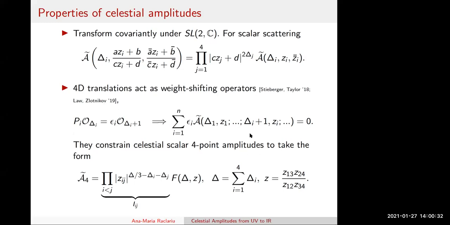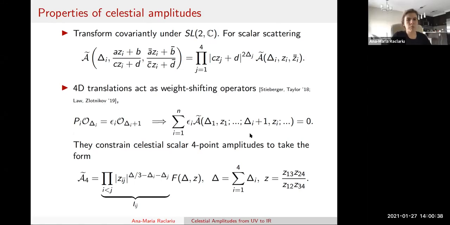So just to make sure, this is without taking any soft limit yet. This is the exact statement. Am I right? Yeah, it's the exact statement about celestial amplitudes. Got it. Thanks. Yeah, thanks.